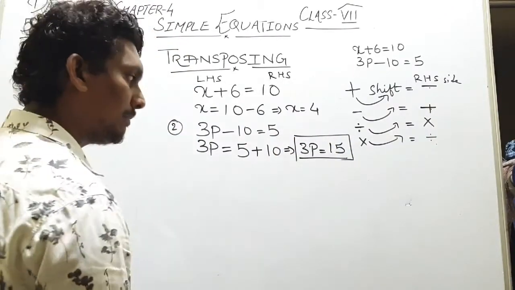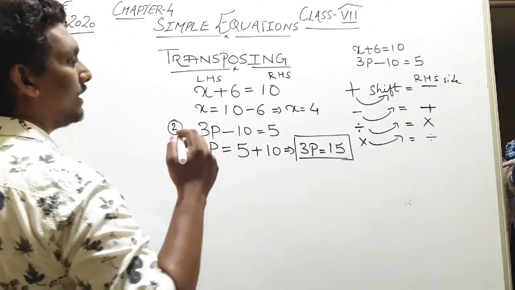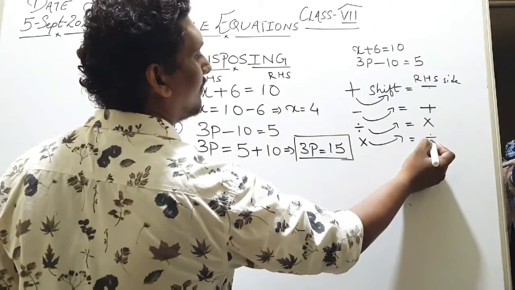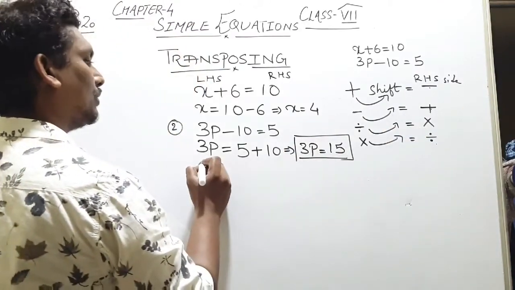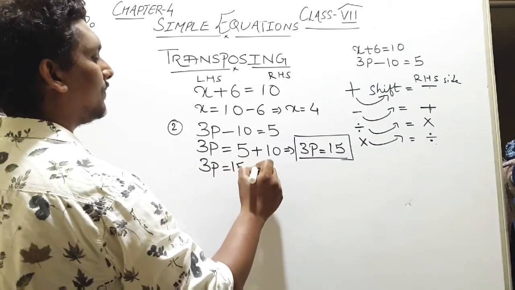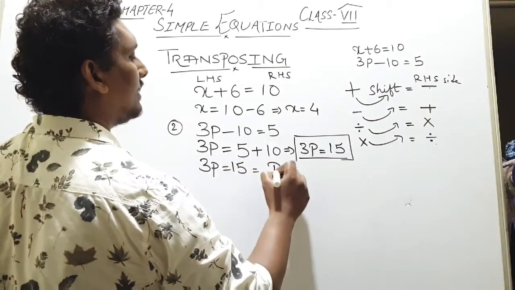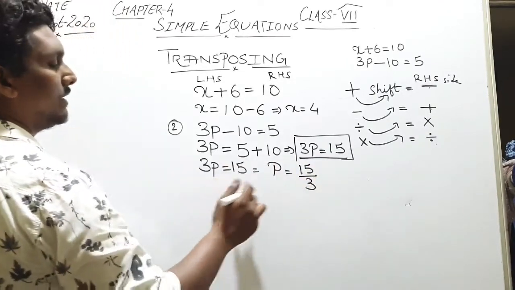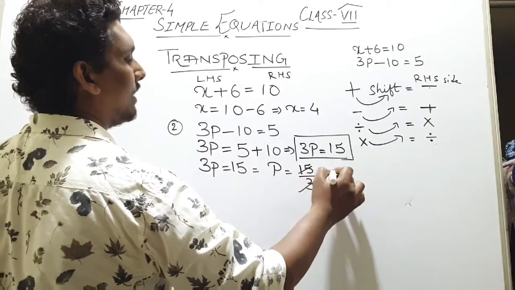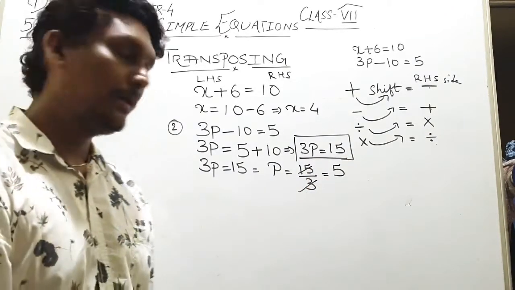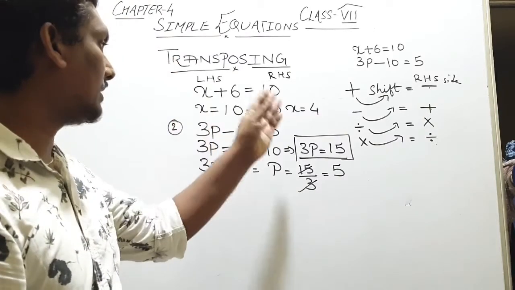3p means multiplication, right? So when multiplication is given, what you have to do? We have to do the division. So 3p is equal to 15 will become p is equal to 15 divided by 3. Just divide this, you will get the exact value, that is 5. Okay, so this is all about the transposing method.